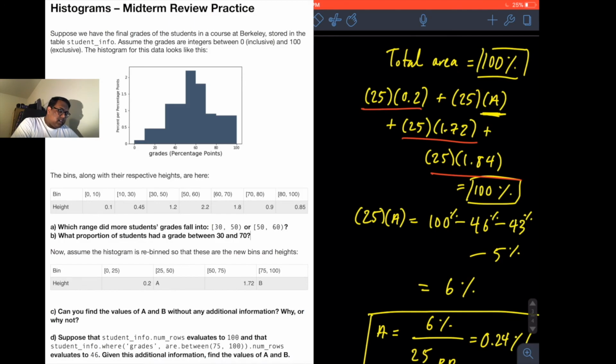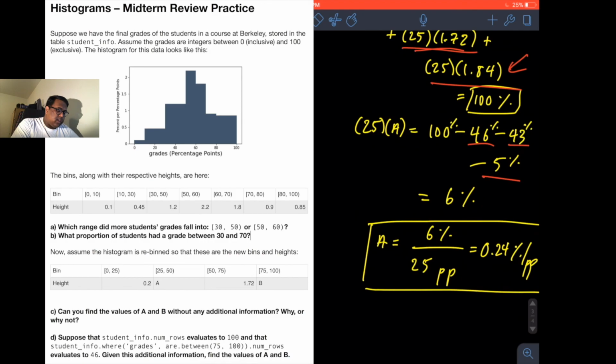So if I subtract all of the other areas away from the left-hand side of the equation, I get that 25, which is the width of the A bar, times the height A, must be 100% minus the areas of all the other bars. That's why we had 100 minus 46%, which was the area of the B bar, minus 43%, which was the area of this bar, minus 5%, which is the area of this bar. And 100 minus 46 minus 43 minus 5 was 6%. So that told me that 6% of the values were between 25 and 50.